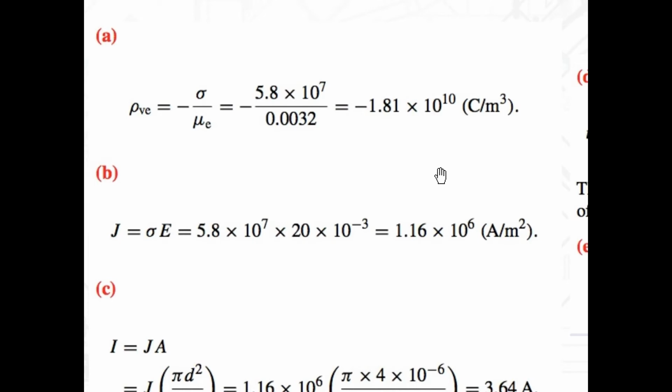Be careful with the units here. Just make sure that you know what the units should be. Charge density is always coulombs per meter cubed. Mobility is meters squared per volt second. Current density is amps per meter squared.